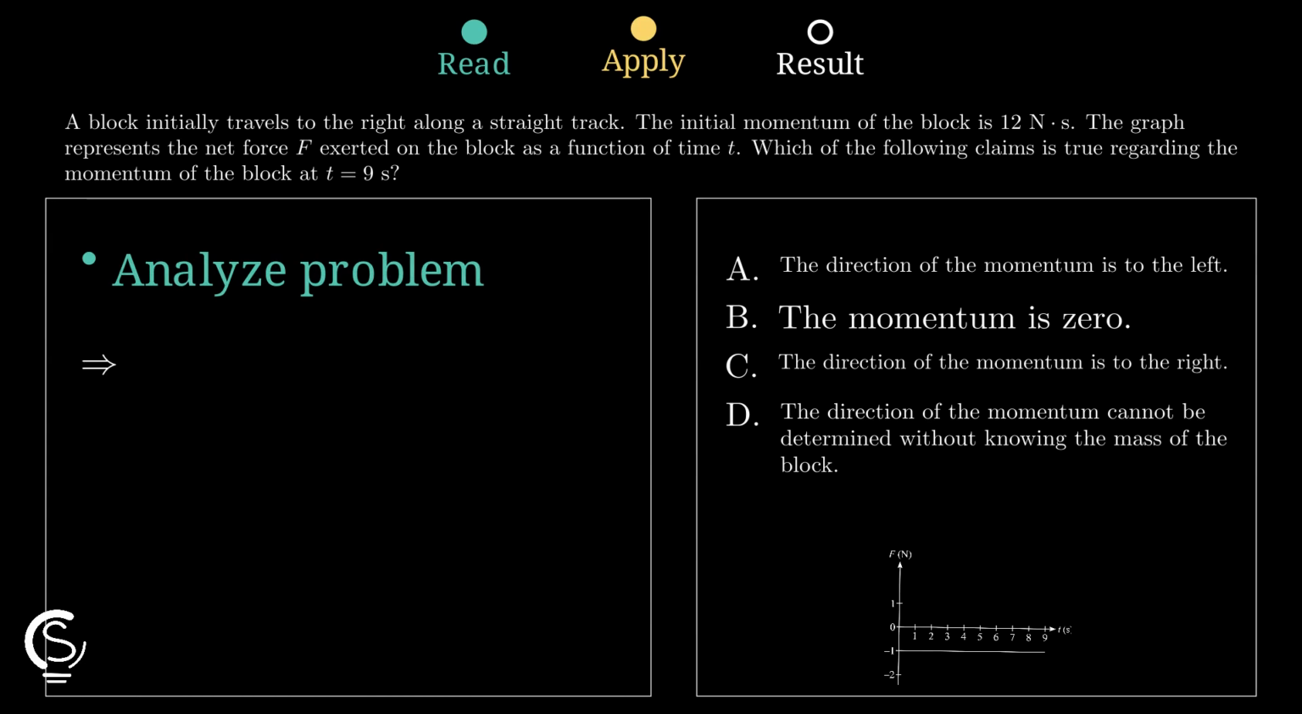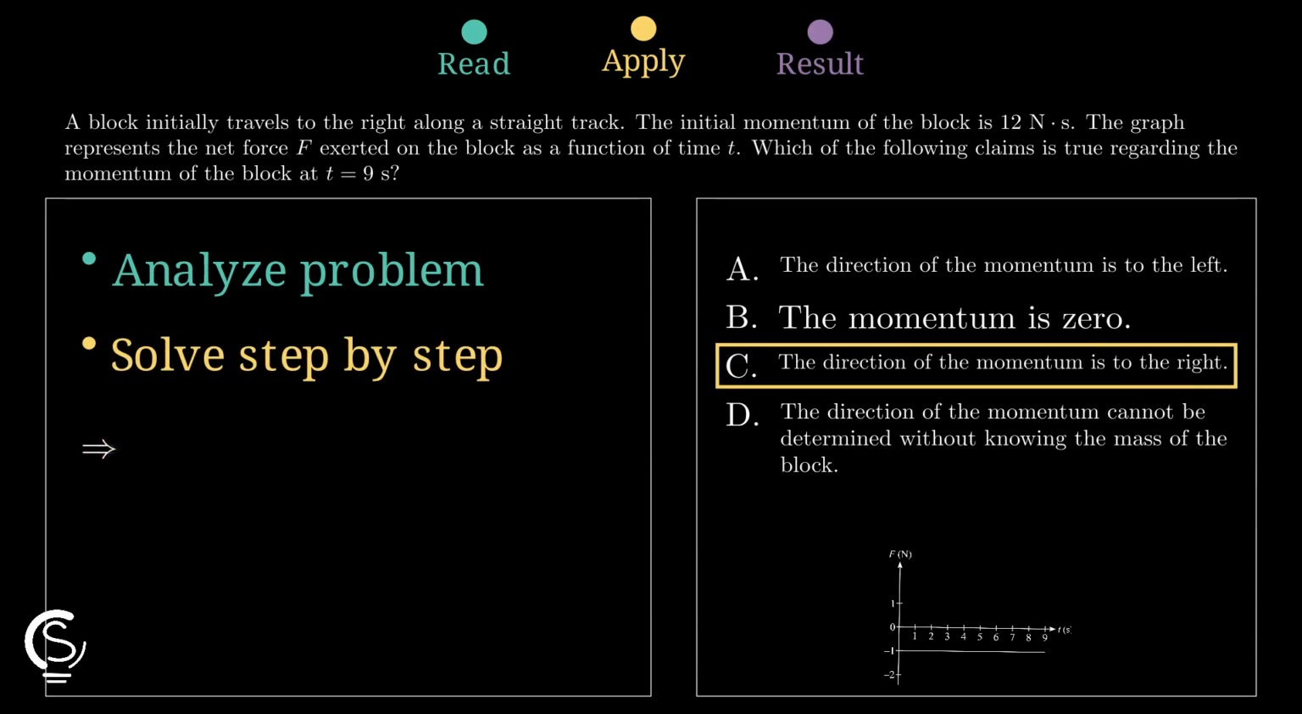So add the positive regions and negative regions on the graph to find the net change by t equals 9. Then compare that net change with the initial positive 12. The total stays positive, so the momentum still points right, and that locks the answer.